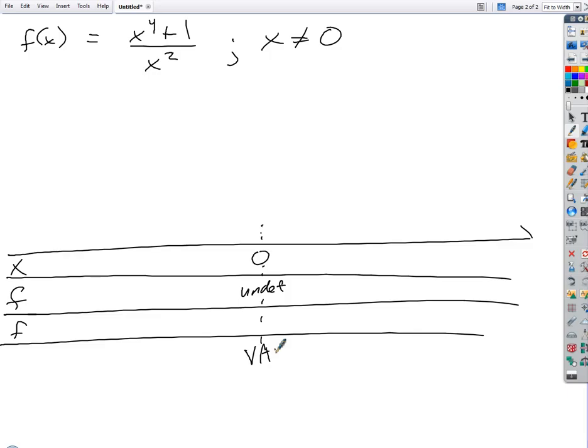So what this does is break our function up into two completely separate universes. We have to treat them individually. That's the important thing I want you to get used to. Okay, so now what do we do?